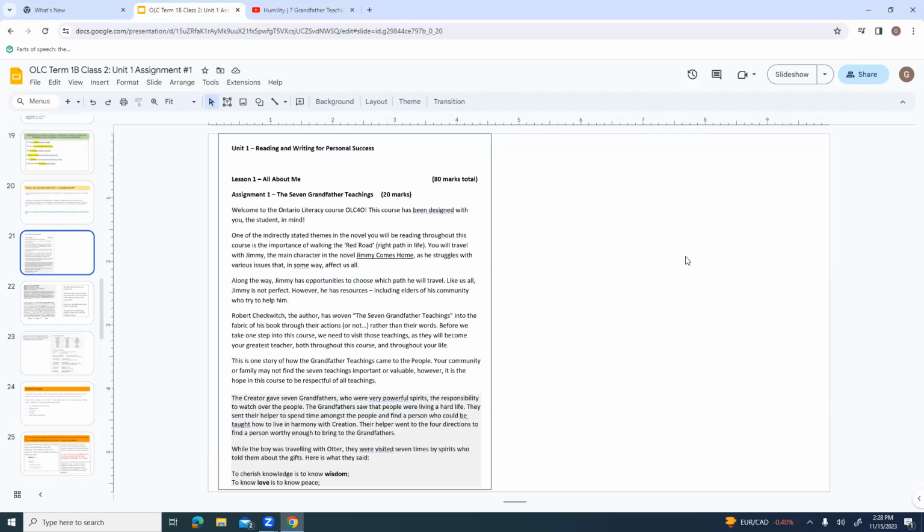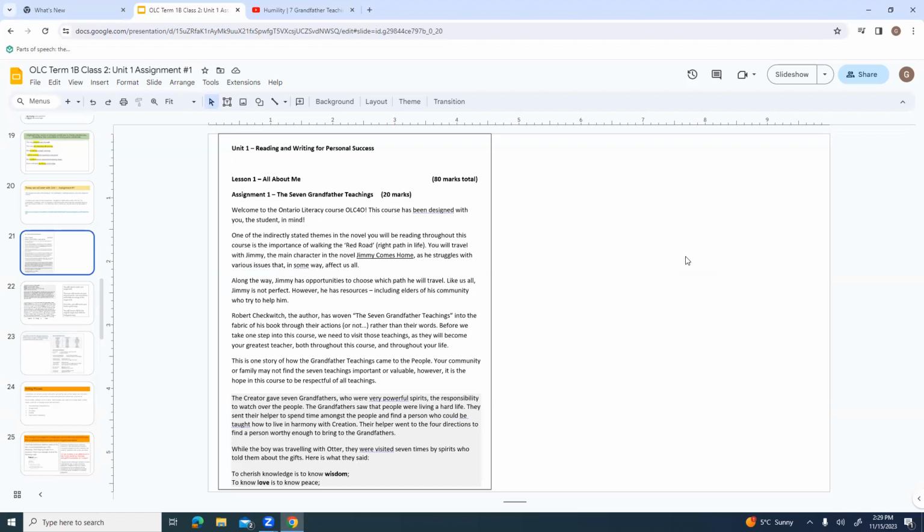One of the indirectly stated themes in the novel you'll be reading throughout this course is the importance of walking the red road or the right path in life. You will travel with Jimmy, who is the main character in the novel Jimmy Comes Home, as he struggles with various issues that in some way affect us all. Along the way, Jimmy has opportunities to choose which path he will travel. Like us all, Jimmy is not perfect. However, he has resources, including elders of his community who try to help him.